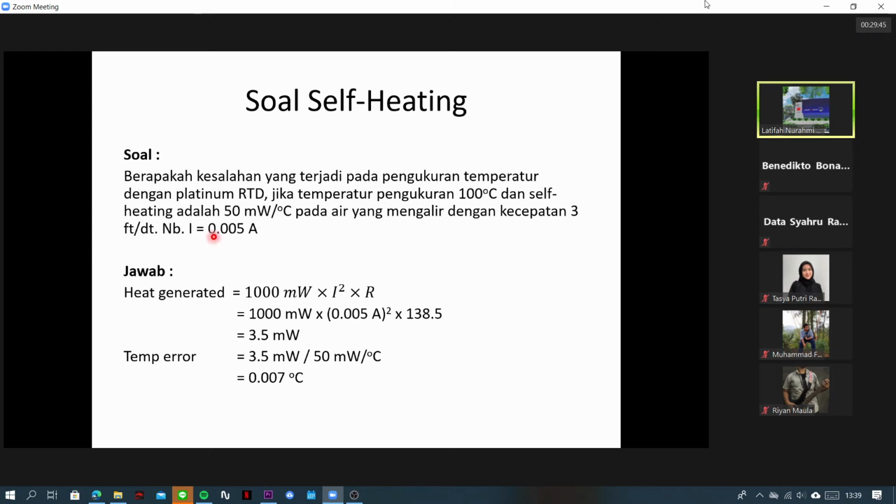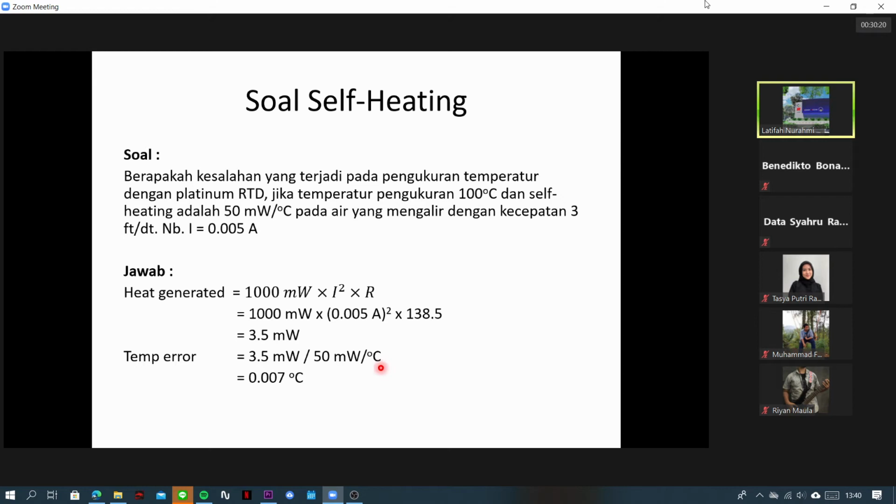5.10 power minus 3. Okay, so here we want to know what is the heat generated first, the overall heat generated, and from here we may divide it with the known self-heating, 3.5, divided by the self-heating power by temperature.